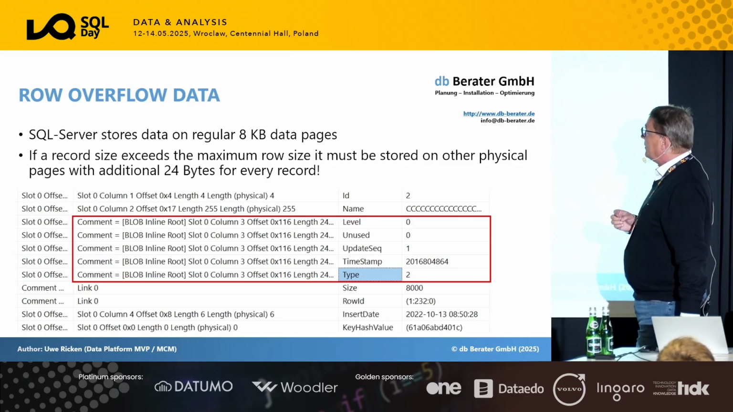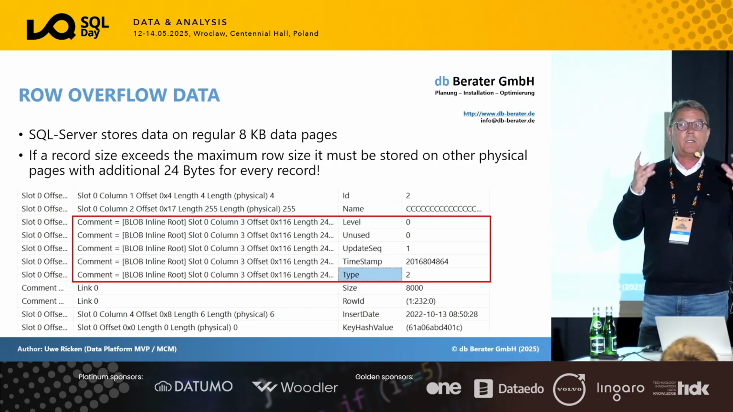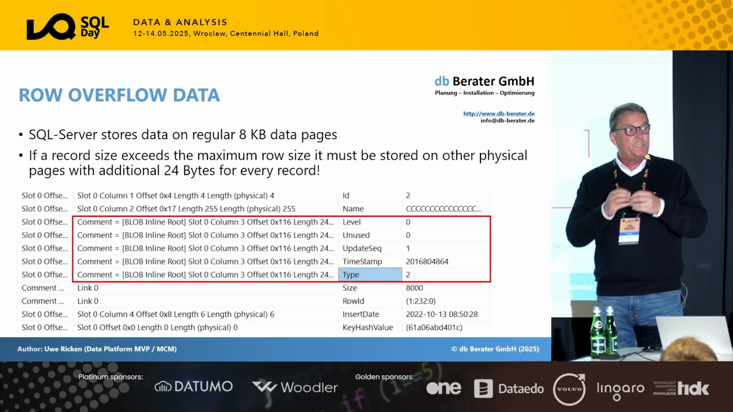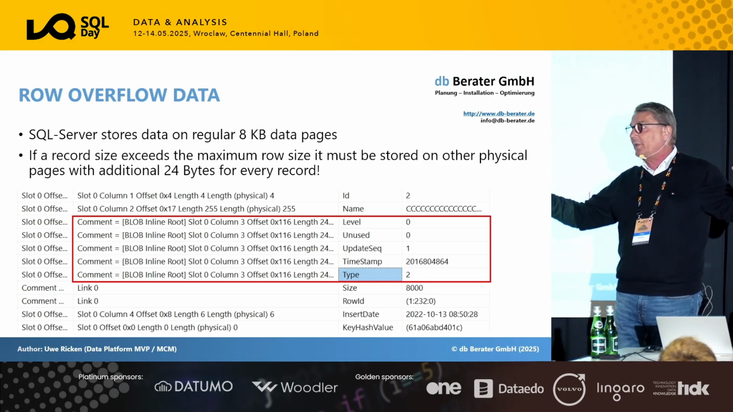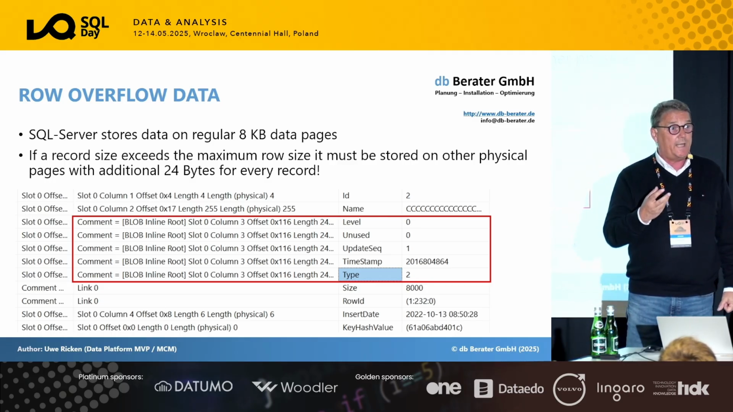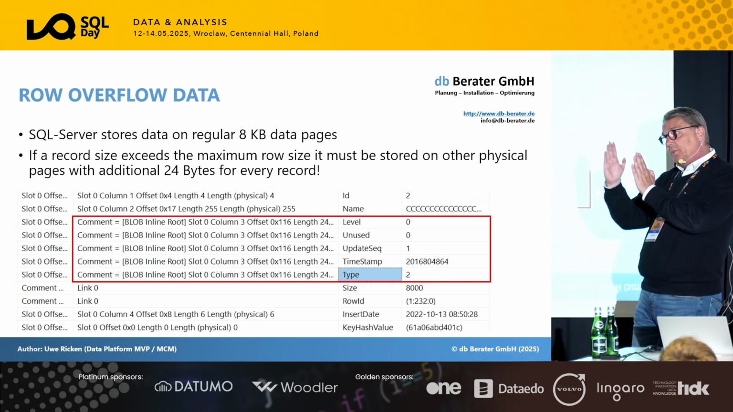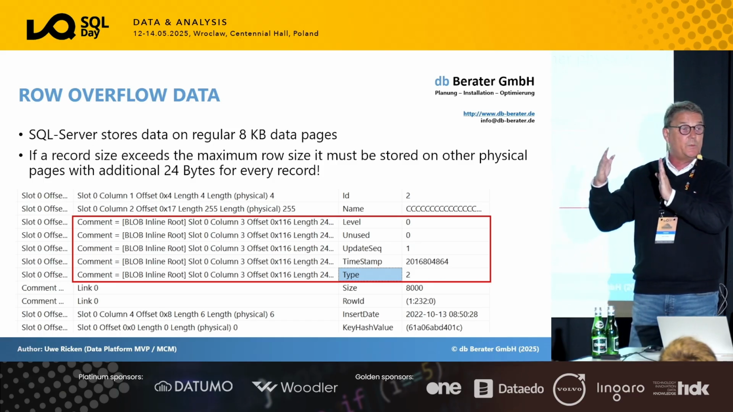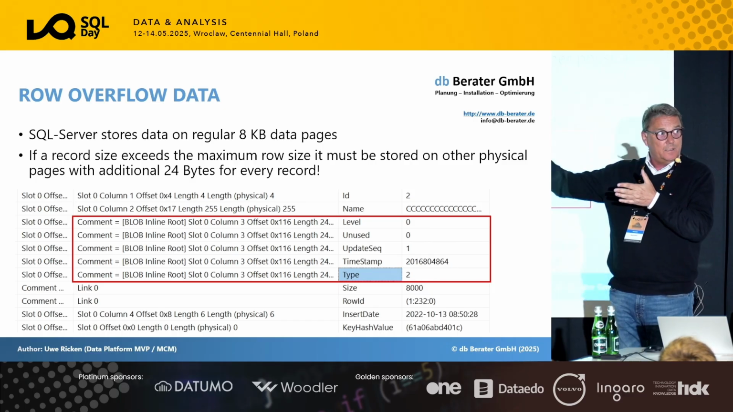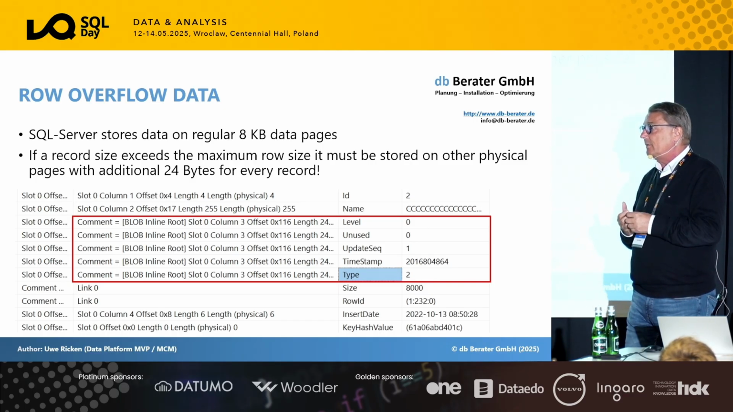Here comes the overhead you have to take when it comes to row overflow data. Let's say you have one record and the record exceeds 8,060 bytes. What will happen? SQL Server must distribute the data over multiple data pages. And it constructs an overhead which has to be counted into your payload. SQL Server adds 24 bytes for a pointer which then points to the data which do not fit on the same page as the rest of the record.